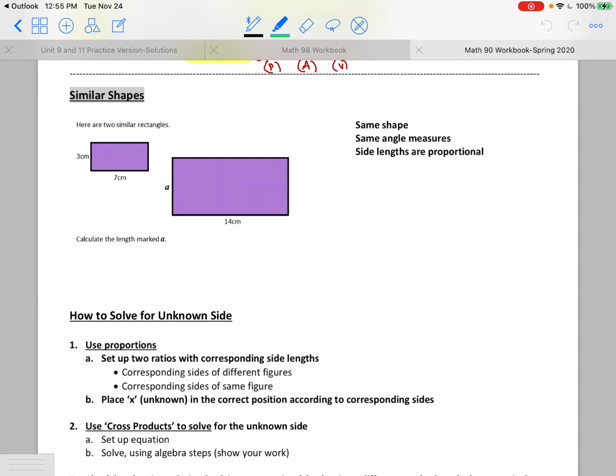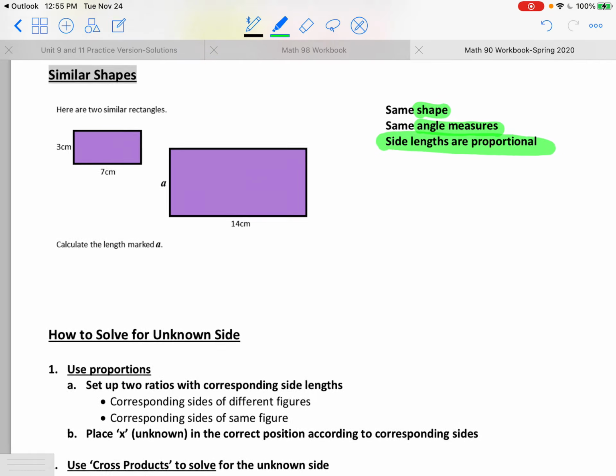So what are similar shapes? Similar shapes have, of course, the same shape, the same angle measures, but the side lengths are proportional. This is actually huge. The side lengths are proportional. It means that there's a ratio that we either multiply or divide by from one to the other.